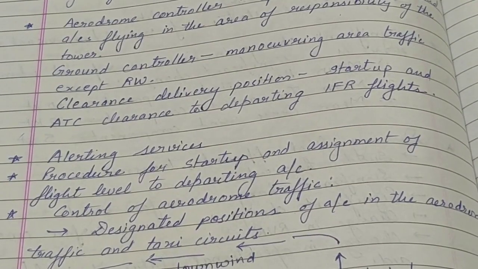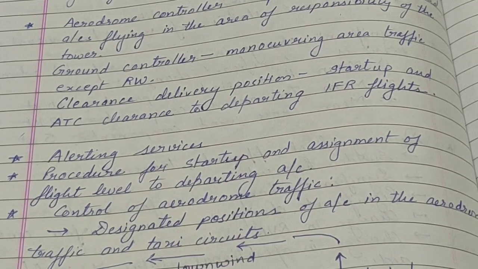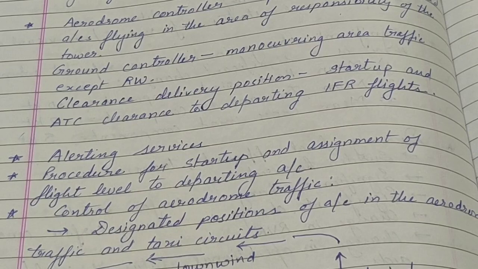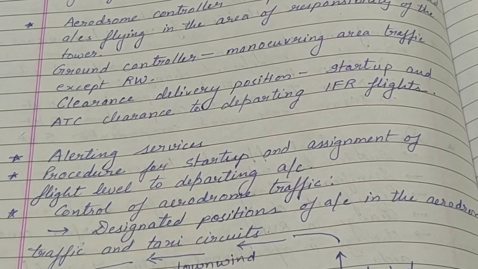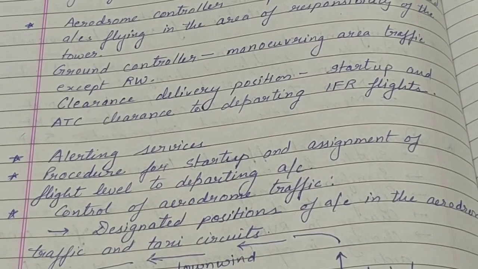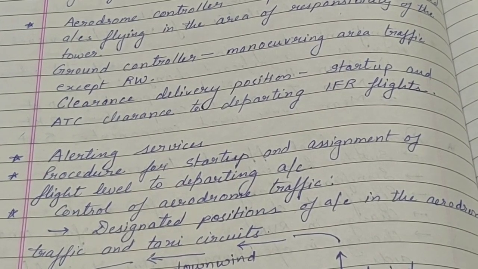Now we'll be talking about the various types of information and services provided by the aerodrome control services. So first is the alerting service. It is the task of the aerodrome control service to provide alerting services or rescue and firefighting services to an aircraft that has had an accident on or in the vicinity of the aerodrome.